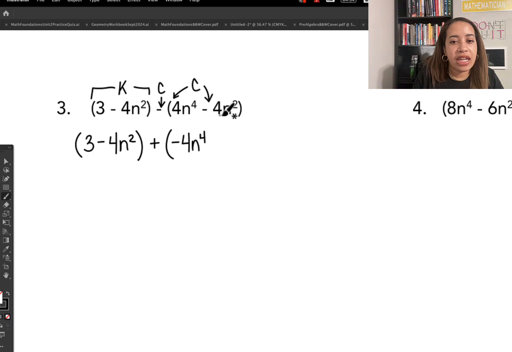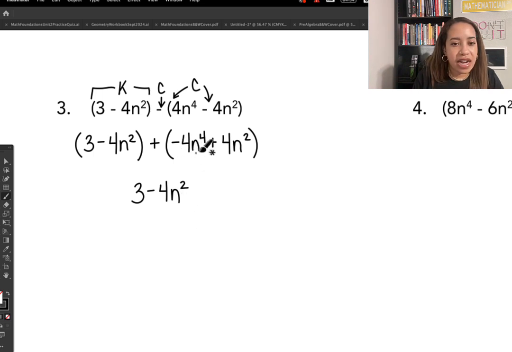And instead of a negative 4n squared, we will write plus 4n squared. Now that I have rewritten my addition problem, I can stack up the pieces that look alike. I'm going to start by copying down my first polynomial, 3 minus 4n squared, and then I'm going to look for matches and stack them up.